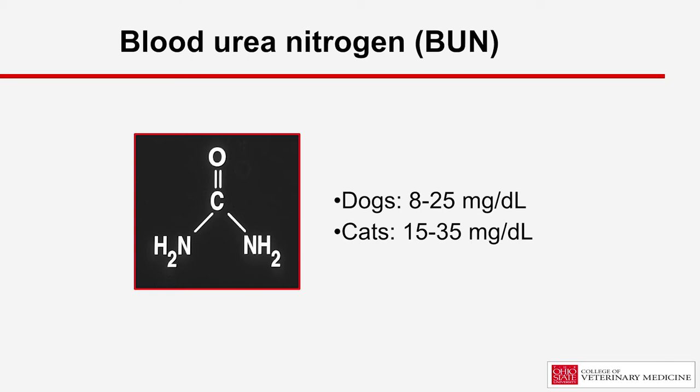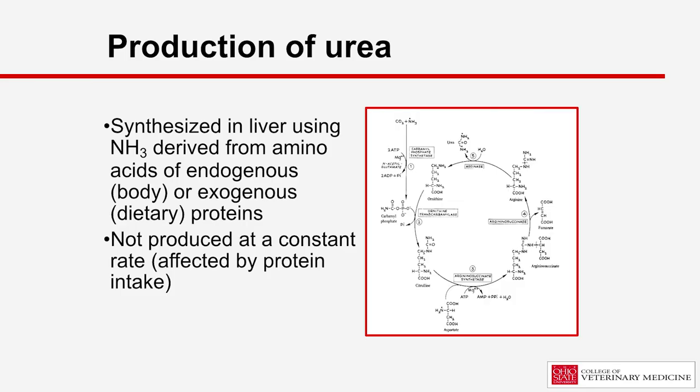So normal BUN in the States, we would say about 20 milligrams per deciliter, somewhere in that ballpark. It is a polar compound, so it's very soluble in water, distributed throughout total body water, and it's a way for the body to get rid of nitrogen. Where does it come from? Well, as you all learned in vet school, it's made in the liver, using ammonia that comes from the breakdown of proteins, whether they be endogenous body proteins, or exogenous proteins that come in through the diet.